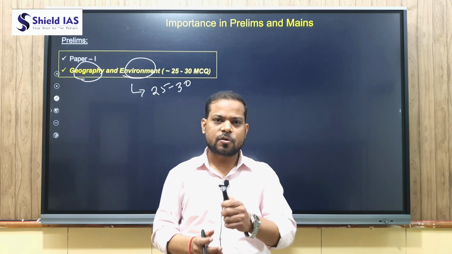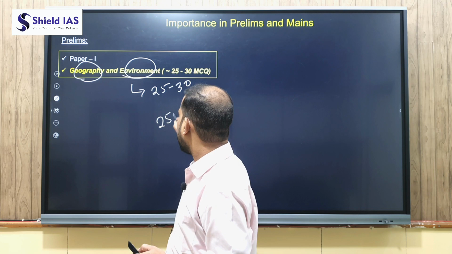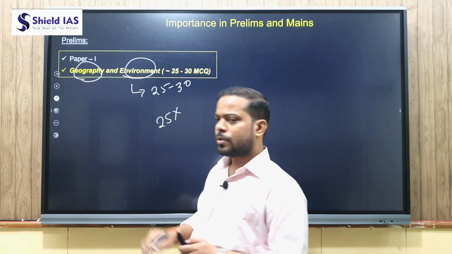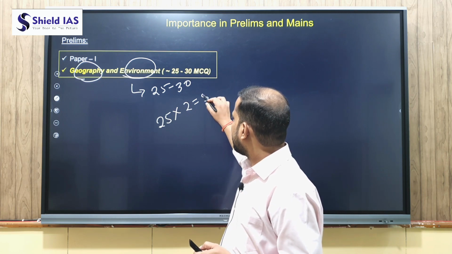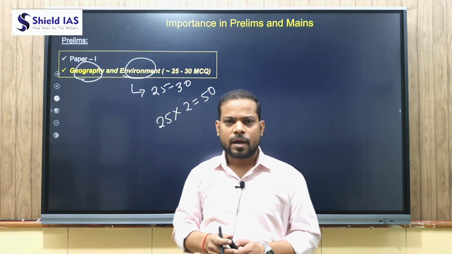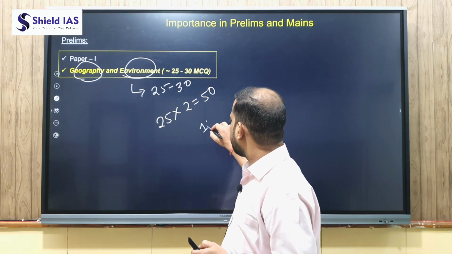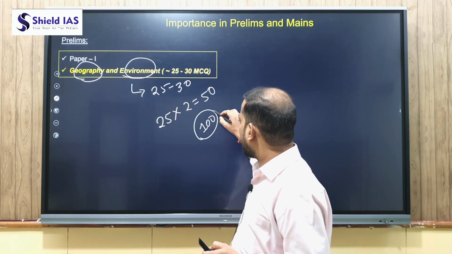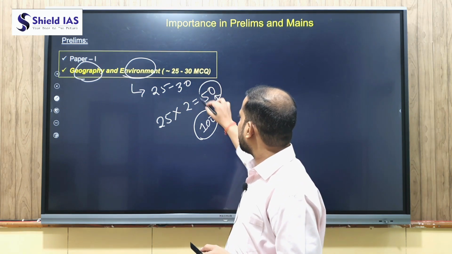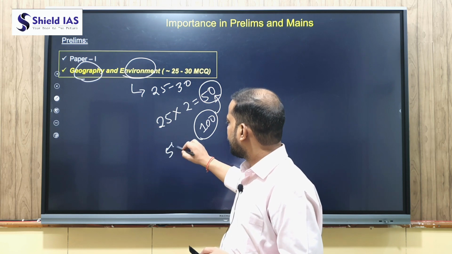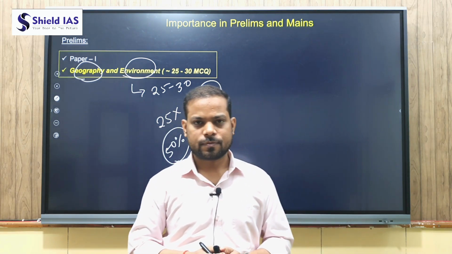If anyone takes geography as an optional, he or she can easily solve 25 questions, each question carrying 2 marks, which means there will be 50 marks. And if you see, the average cutoff is 100 marks, and out of 100, if you are taking 50 marks from geography and environment, which means you are scoring 50% of the total cutoff.